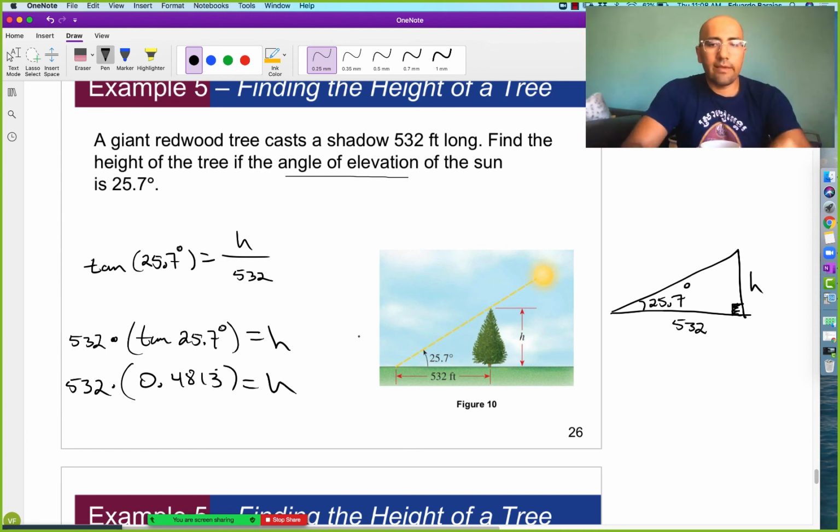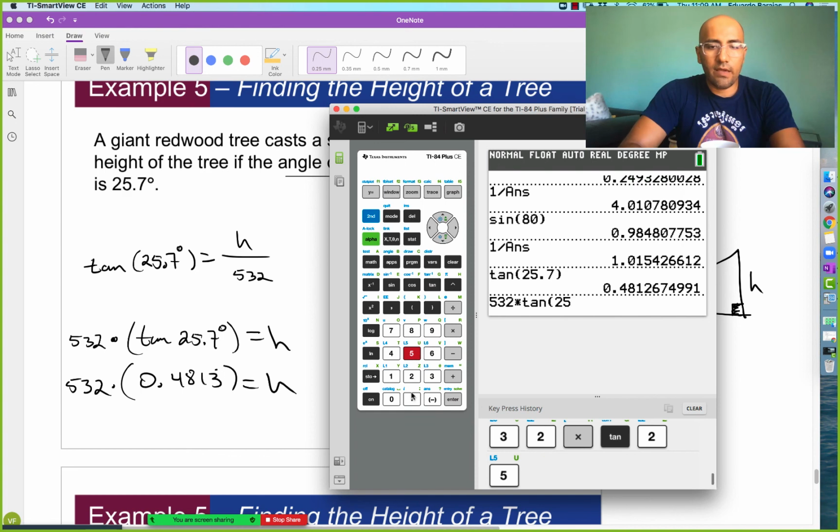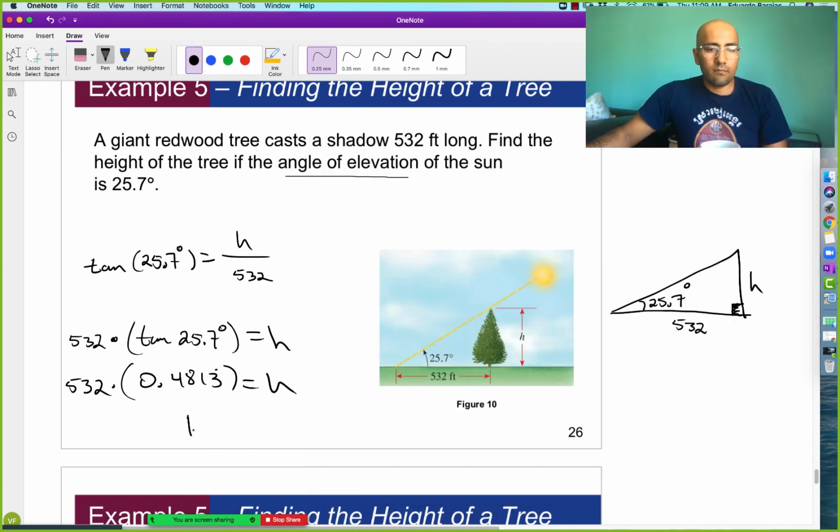So multiply that previous value times 532. I can just type in the whole thing: 532 times tangent of 25.7, and I get 256.03 feet.